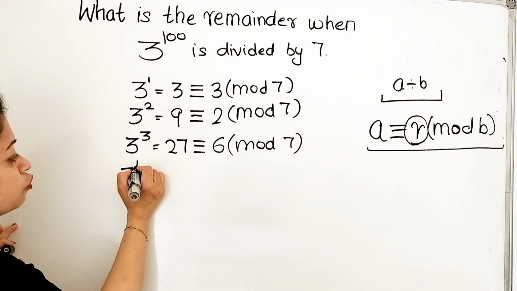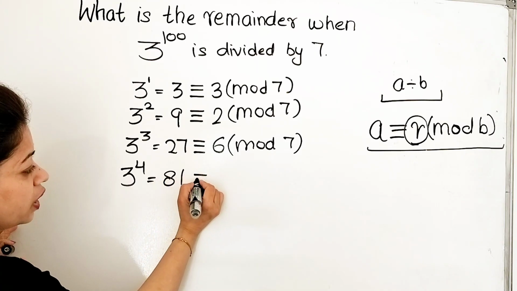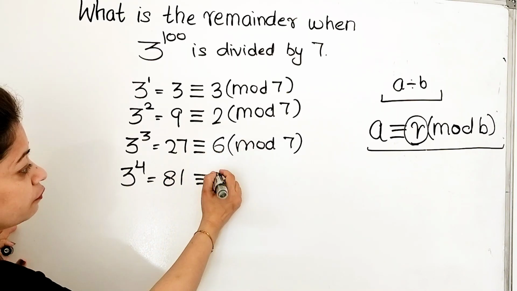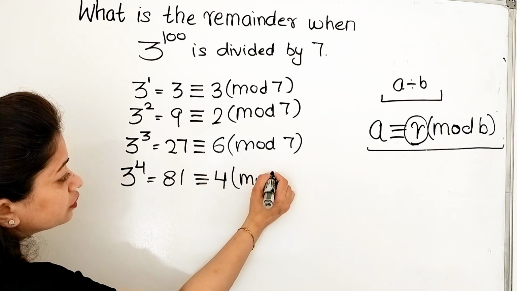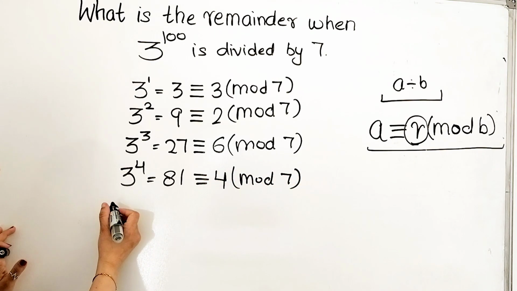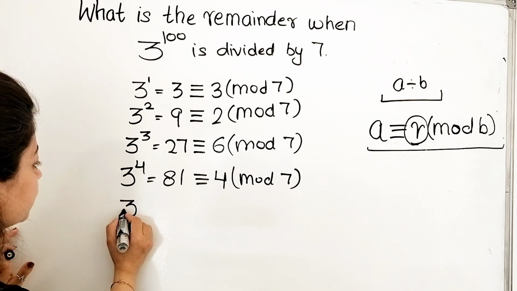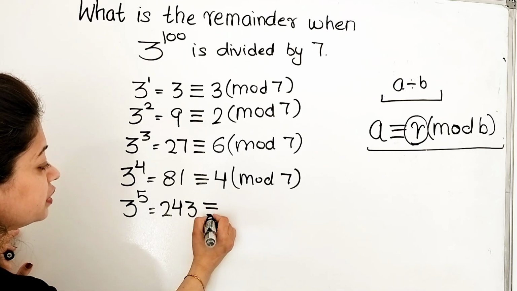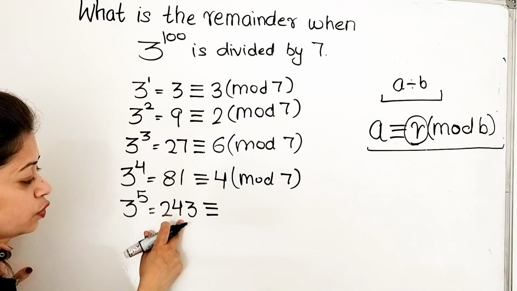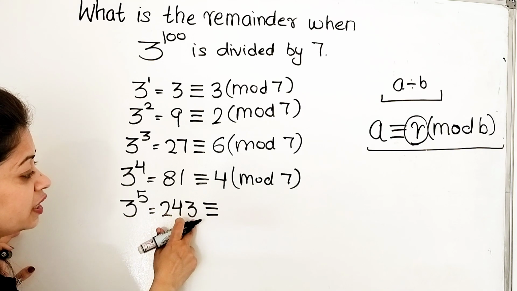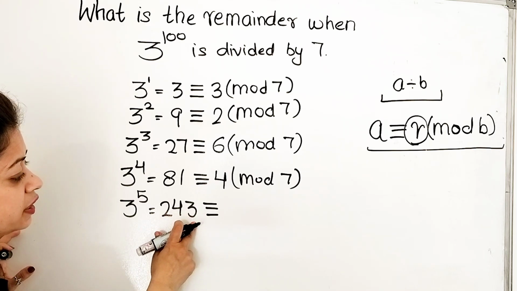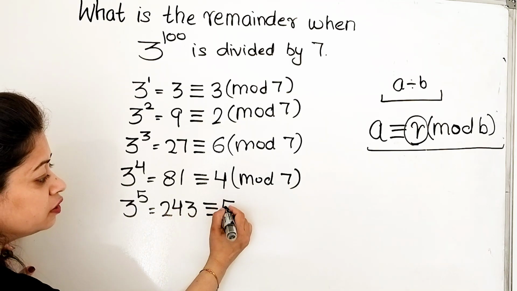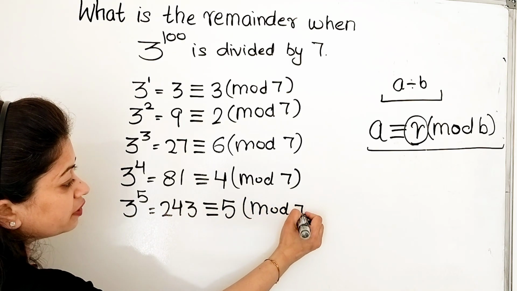Okay, 3 raised to power 4 is actually 81. When you divide this, what will you get? So this is 4, right? Mod 7, right? And then you get 3 raised to power 5, what is that? 243. You divide this with 7. 7 3s are 21, right? 3 remainder, and then 33 you get, and then 33 when you divide it with 7, what will you get? 7 4s are 28, right? So 5 mod 7, right?